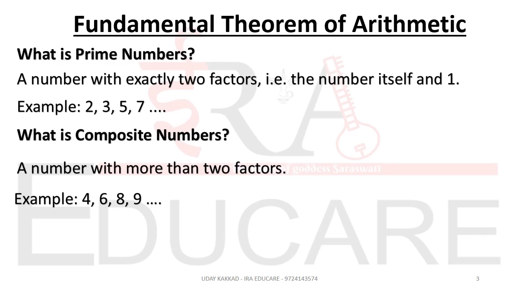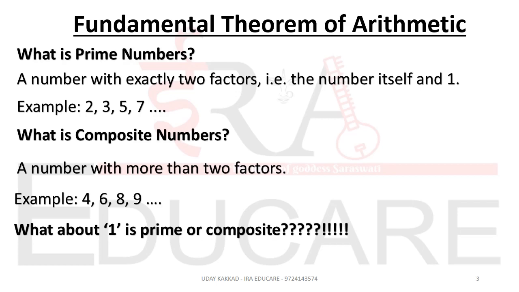I have one more question. What about 1? Is 1 a prime number or a composite number? The answer is that 1 is neither prime nor composite. So you can't say 1 is a prime number or a composite number. Is that clear?